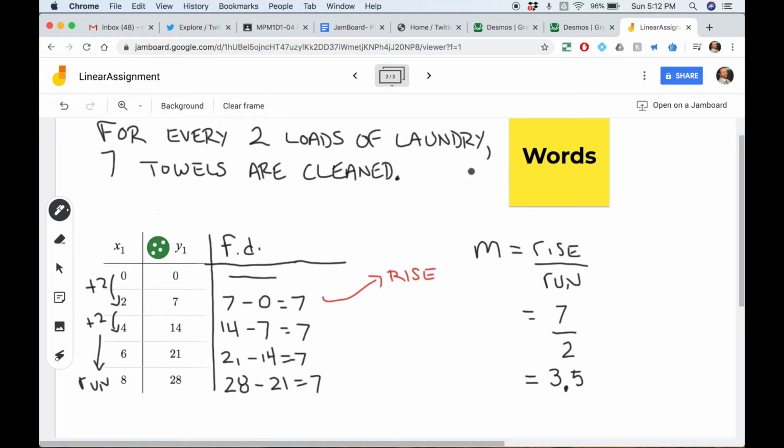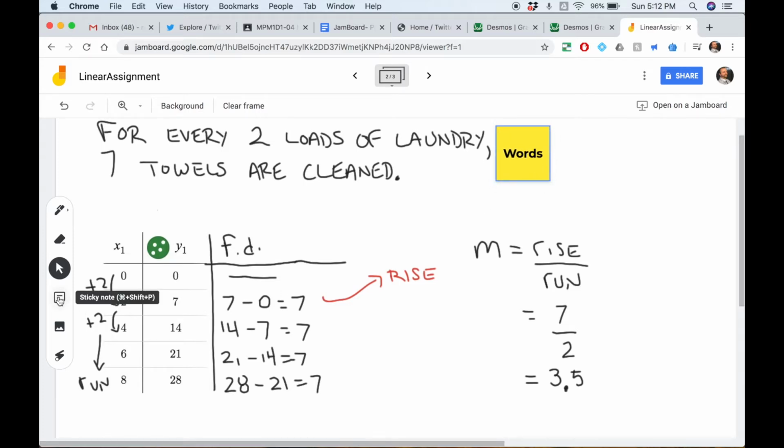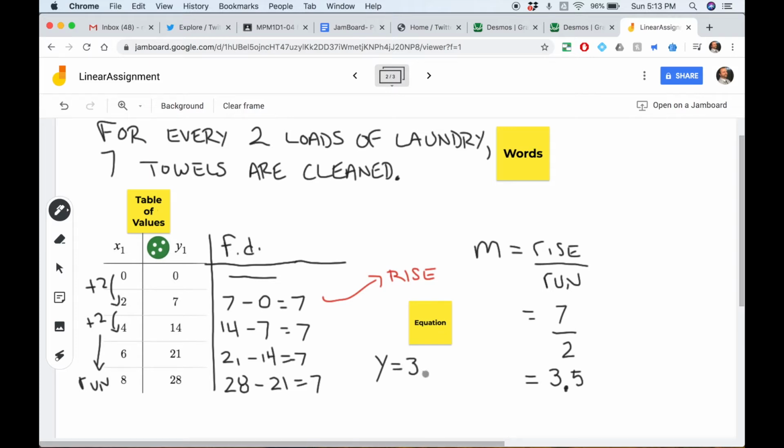So I've got a relationship in words. I can make a table of values. I can even create an equation. Since I know the slope, 3.5 times x, and since I know my y-intercept is 0, my equation is a real simple one, just y equals 3.5x. I can take all of that and I can turn it into a graph using Desmos or just sketching it.